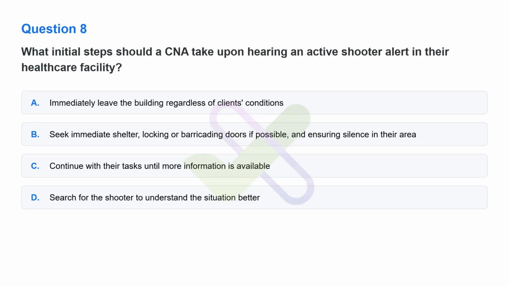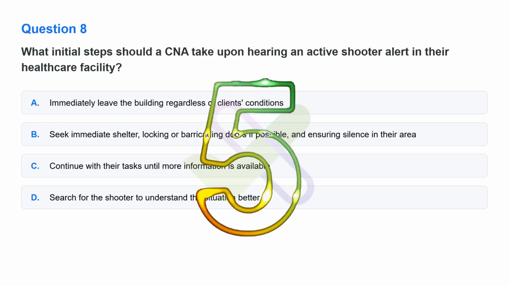What initial steps should a CNA take upon hearing an active shooter alert in their healthcare facility? A. Immediately leave the building regardless of client's conditions. B. Seek immediate shelter, locking or barricading doors if possible, and ensuring silence in their area. C. Continue with their tasks until more information is available. D. Search for the shooter to understand the situation better.